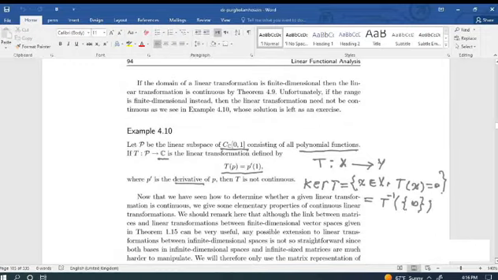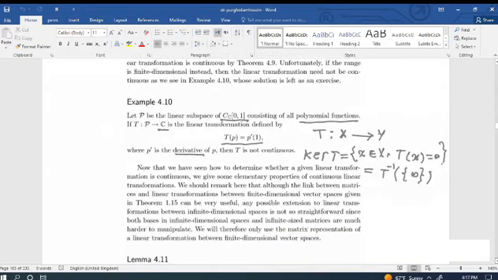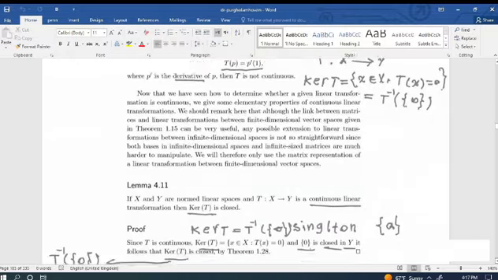Let P be the linear subspace of C[0,1], meaning all continuous polynomial functions, and T from P to C defined by T of p equals p prime of 1, where p prime means the derivative of p. This is also a continuous transformation, or bounded transformation.